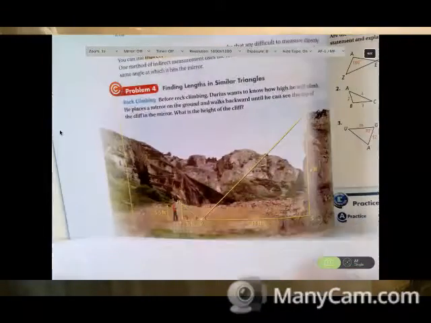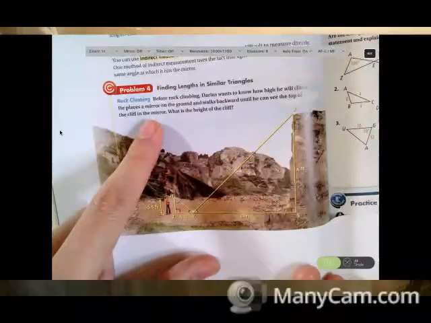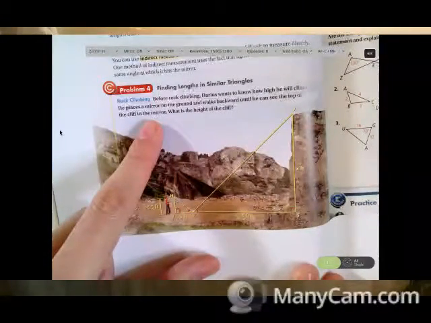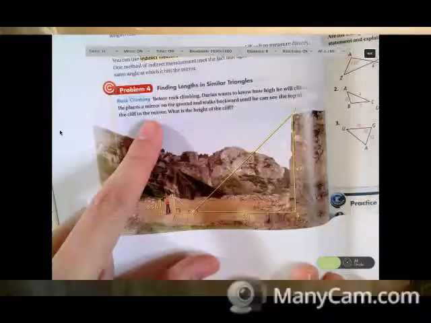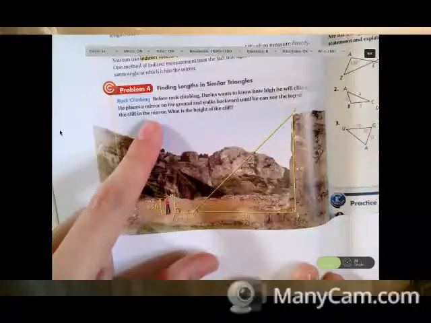Alright, and the last problem, problem 4. Oh, wrong page. Alright. Before rock climbing, Darius wants to know how high he will climb. He places the mirror on the ground and walks backwards until he can see the top of the cliff in the mirror. What is the height of the cliff?